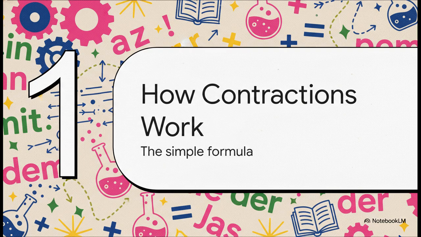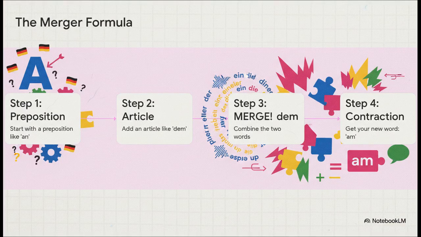So how does this all happen? It might seem a little mysterious at first, but it's not magic. It's actually just a super simple formula. Check this out. It's really this straightforward. You take a preposition, say an. You add the article it needs, in this case, dem. Then you just merge them. An plus dem gets you am. Boom. That's it. It's really that easy.